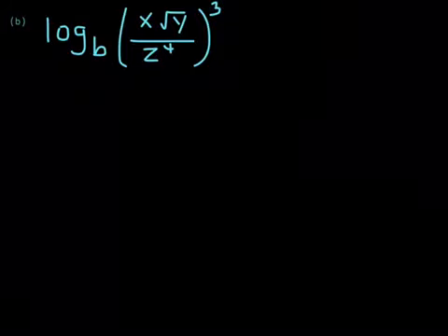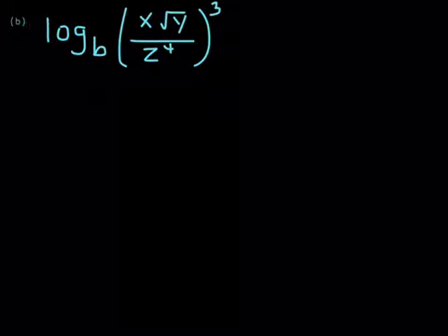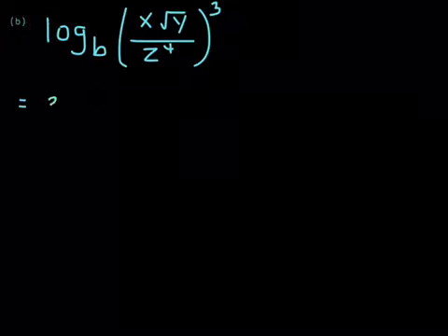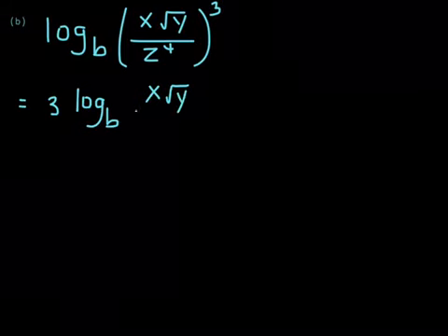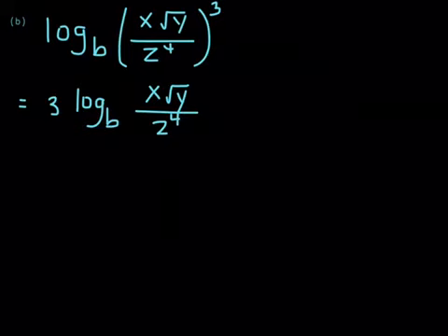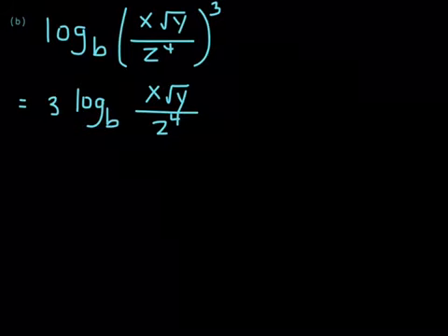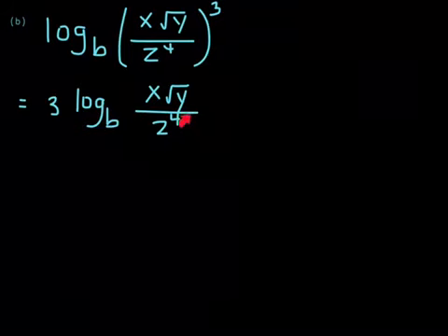Okay, what would be the first thing you do here? The first thing I would do in this case is bring this power of 3 down. So I would undo this cubing action by using the power rule. So it'll look like this: 3 times the log base b of x times the square root of y over z to the 4th power. So now there's no more power. The next thing I would do is undo this division using the quotient rule.